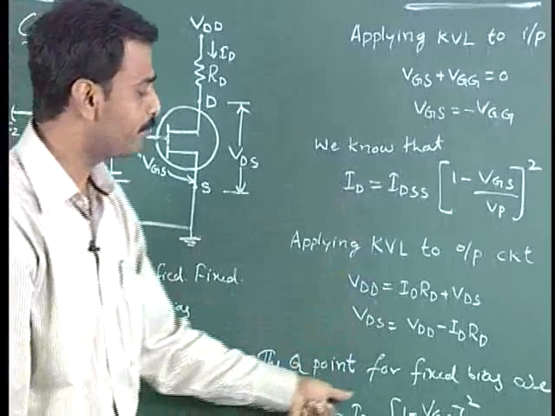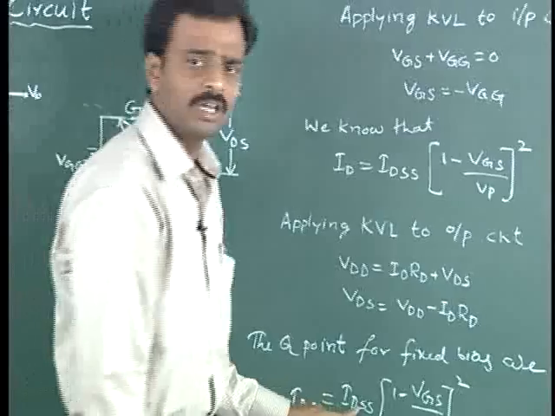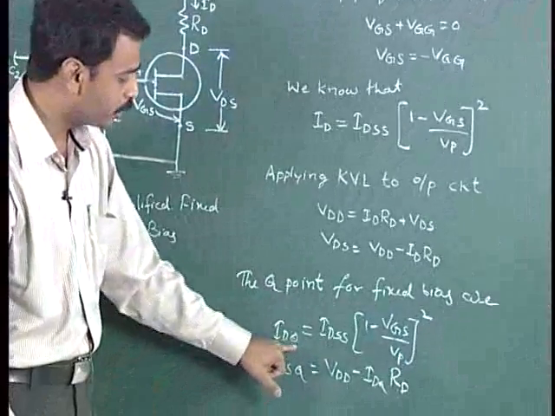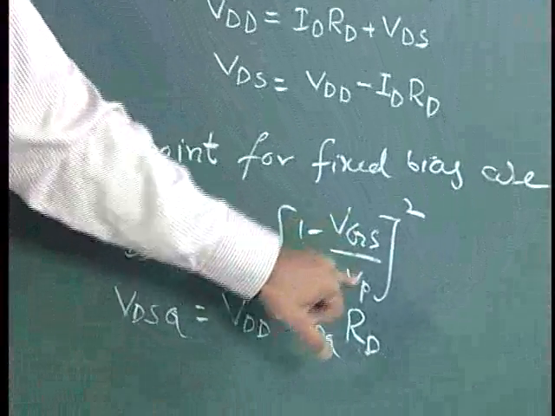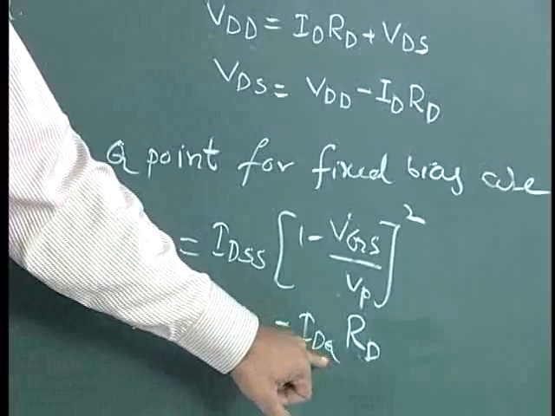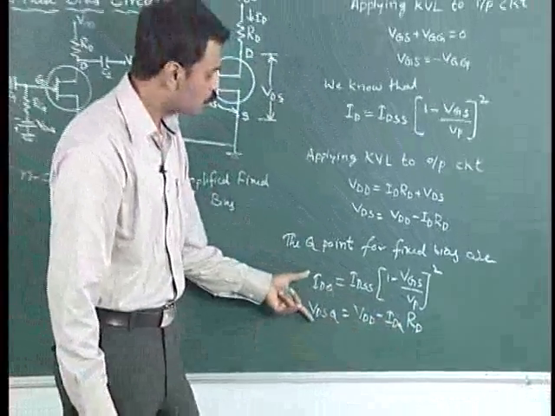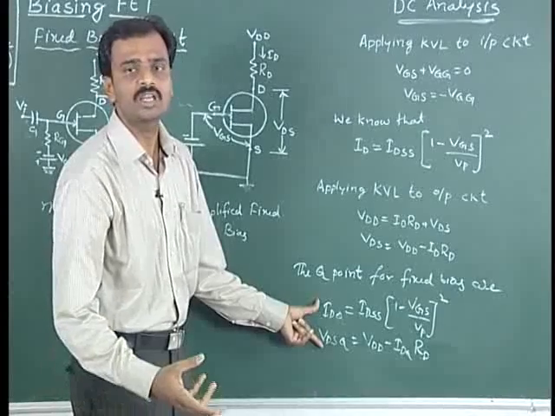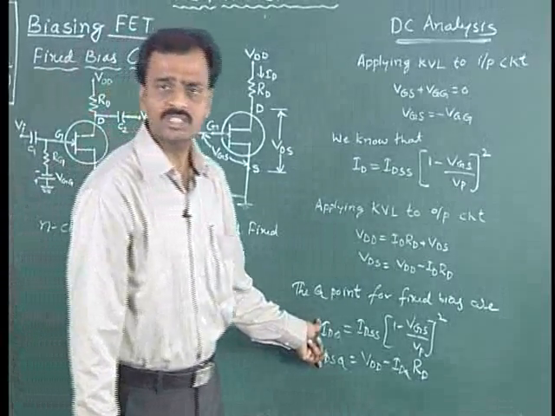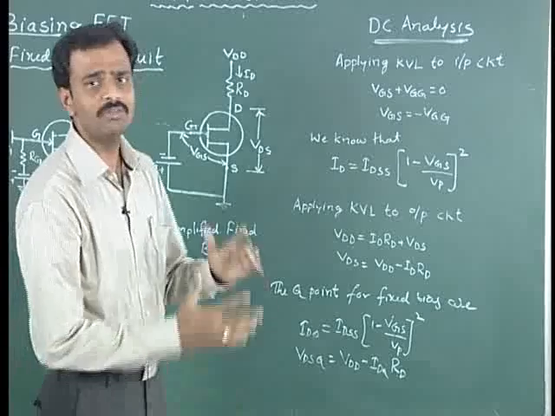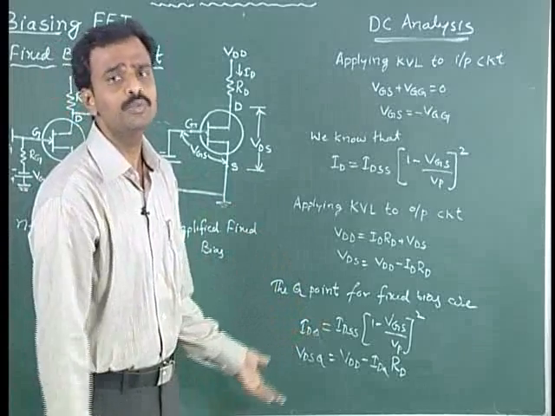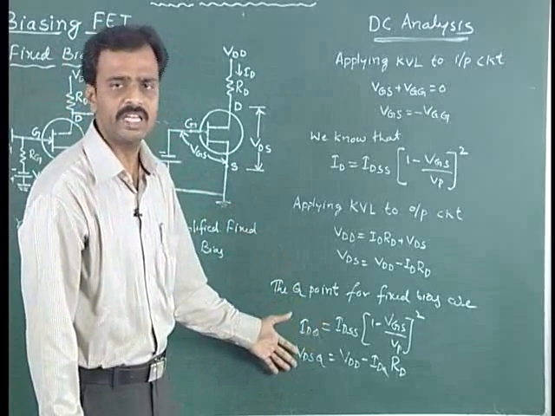The Q point for the fixed bias is given by these equations. IDQ gives an operating point parameter: IDQ is equal to IDSS times (1 minus VGS by VP) whole square. Similarly, VDSQ is equal to VDD minus IDQ RD. These two values maintain a constant or stable operating point. This is how we can explain the fixed bias technique for a field effect transistor, the first type, where we can maintain a constant operating point. The operating point is nothing but IDQ and VDSQ, given by these equations.